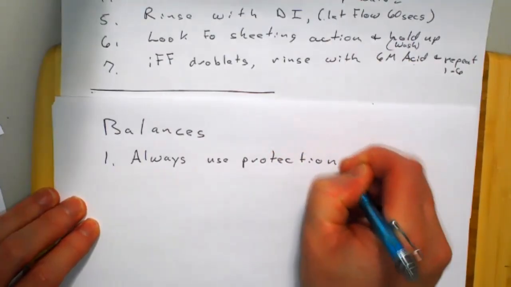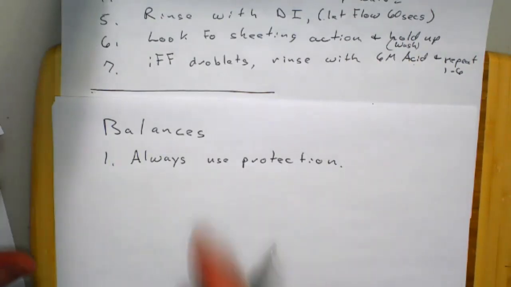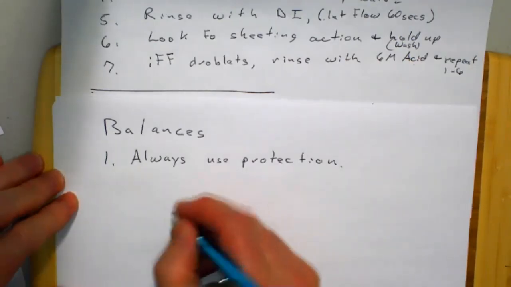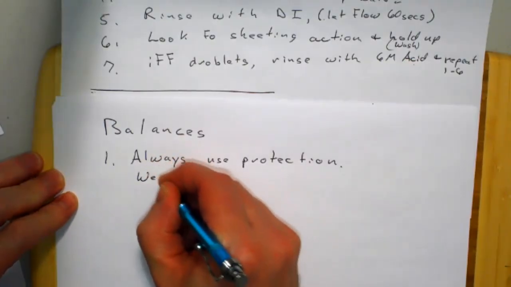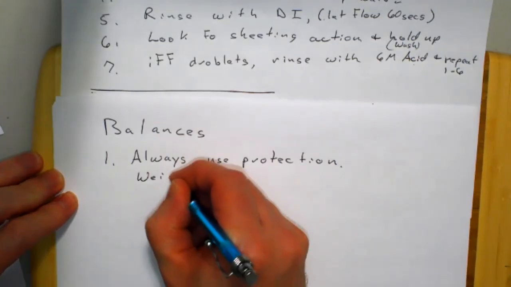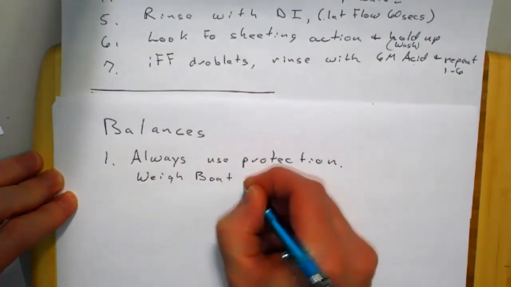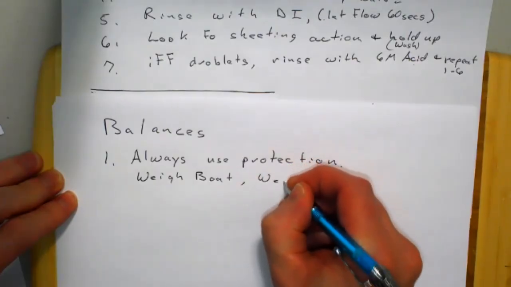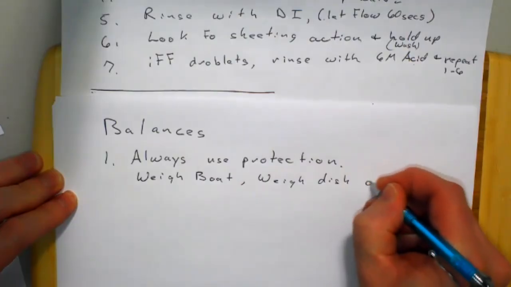Have you heard that before? Maybe mama told you always use protection? Well, Dr. Jeff says, on my $20,000 balances, always use protection. So we might use a weigh boat, a weigh dish, or weigh paper.